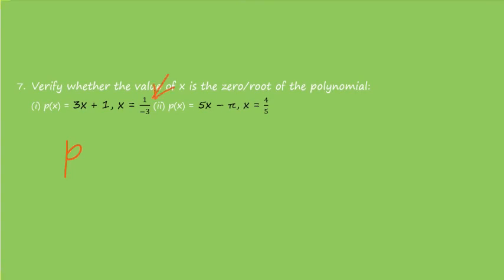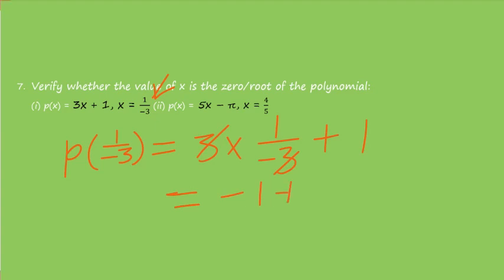So p of 1 by minus 3, so what would that become? 3 into 1 by minus 3 plus 1, so this 3 and 3 get cancelled, so ultimately that becomes minus 1 plus 1, which is equal to 0. Hence we can say that x equal to 1 by minus 3 is a 0.